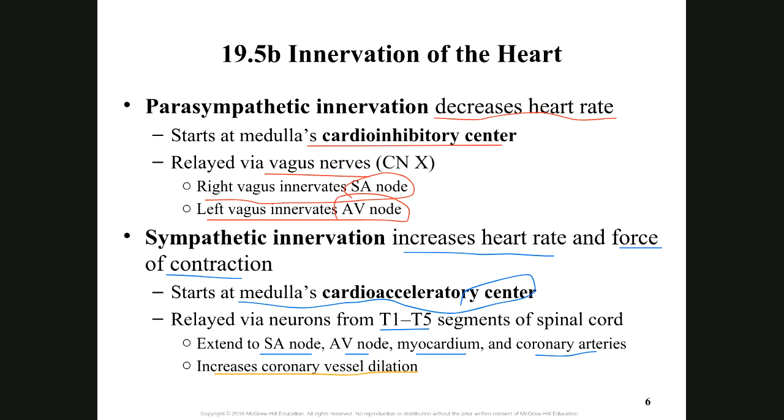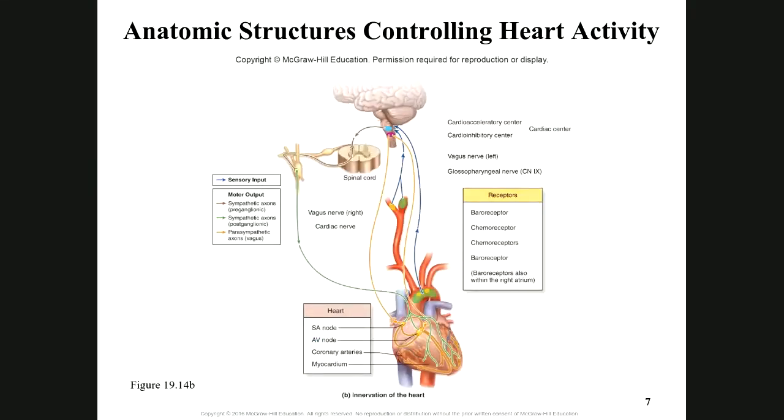And again, in this picture, you can see the baroreceptors and chemoreceptors in the aortic arch and the bifurcation of common carotid arteries. You see that the information all the time goes to our medulla. Sometimes, as you see here, the cardio-acceleratory center becomes active, and from T1 to T5, this sympathetic pathway can bring the information to our SA node, to our AV node, to the cardiac muscles, and to the coronary arteries.